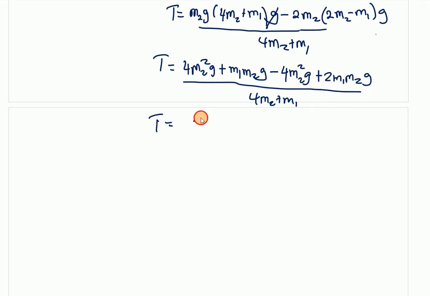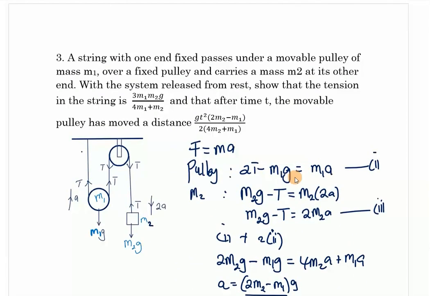So this one is 3M1 M2G divided by 4M2 plus M1, and that is the tension. And now they want us to show that the movable pulley has moved the distance, this one. What is the distance moved by the movable pulley after time T?